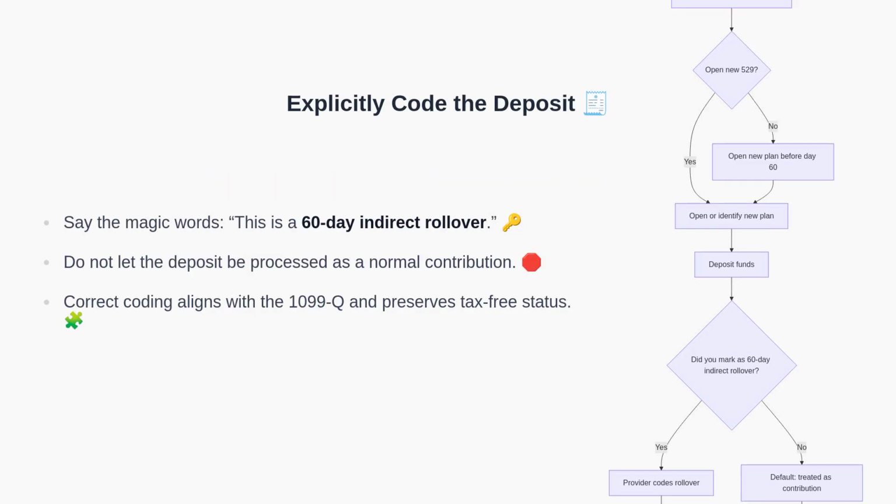Let's make the coding point unmistakably clear. Tell the receiving provider, in writing if possible, that the deposit is a 60-day indirect rollover. If they process it as a standard contribution, it will not match the 1099-Q the former provider issues, which reports the distribution. That mismatch can lead to IRS scrutiny and potential taxes and penalties. Proper coding ties the distribution to the rollover and documents that the movement was tax-free.